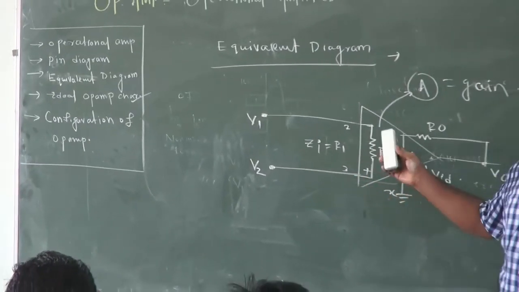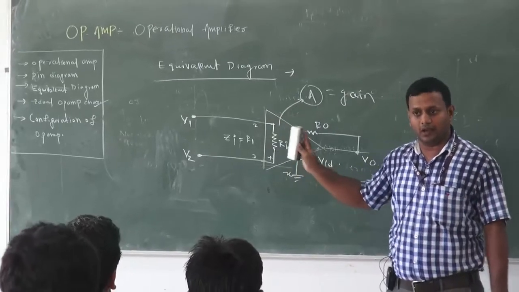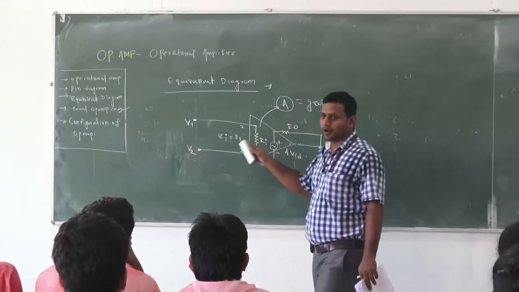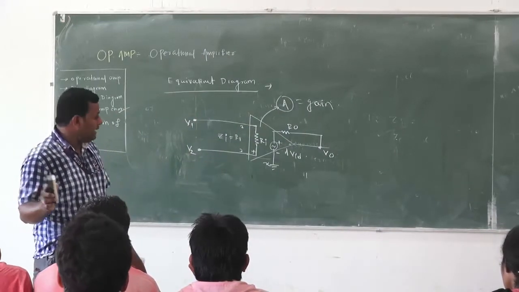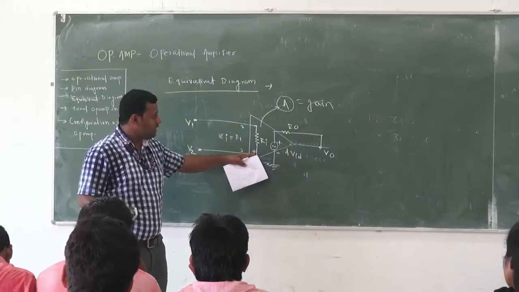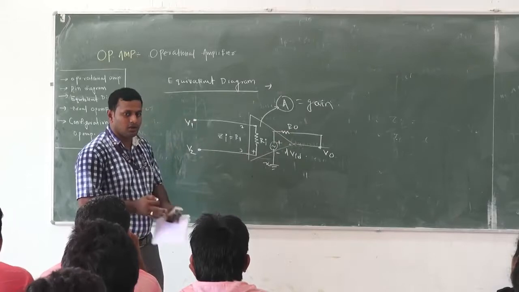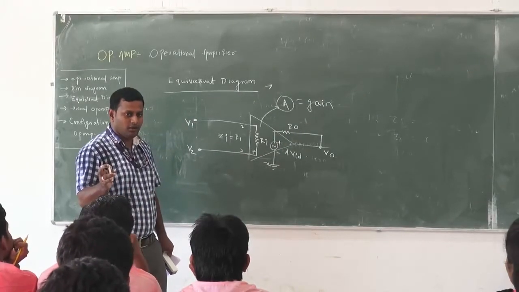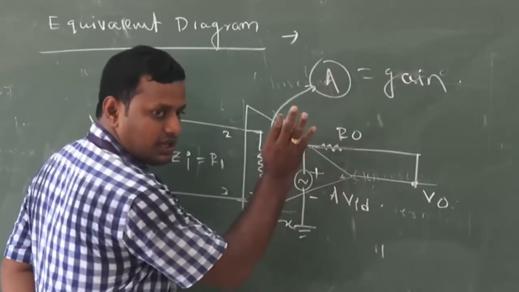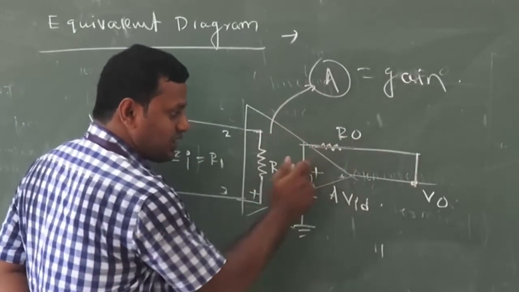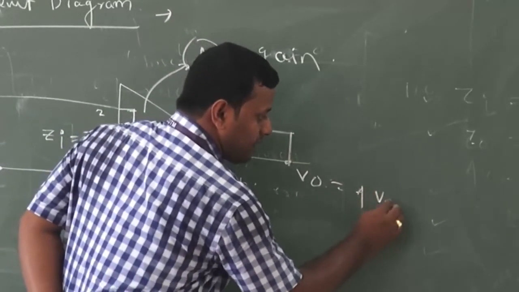Now whenever I do any analysis, I will always take the help of an ideal op-amp. Still nothing is ideal, but for practice I have to take the ideal op-amp for the rest of the topic. Ideal op-amp means Ri is equal to infinite, and R0 is equal to 0. So if R0 is equal to 0, what is V0? Can anybody say? R0 equal to 0 means it is simply a short circuit. So what is V0? V0 is nothing but this point only. So V0 is equal to A times VID.